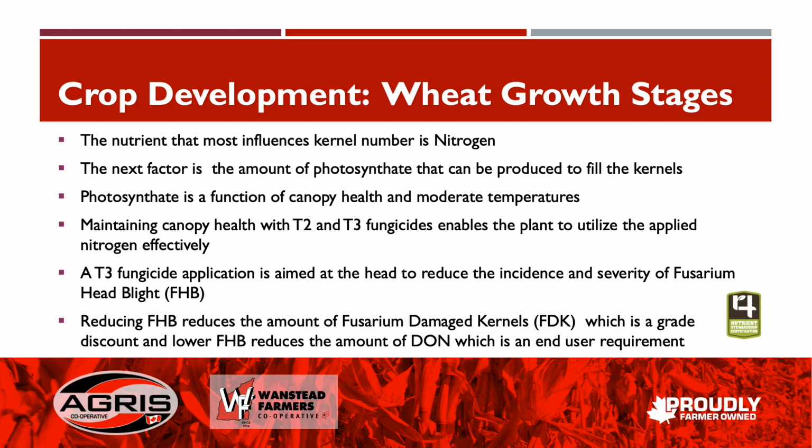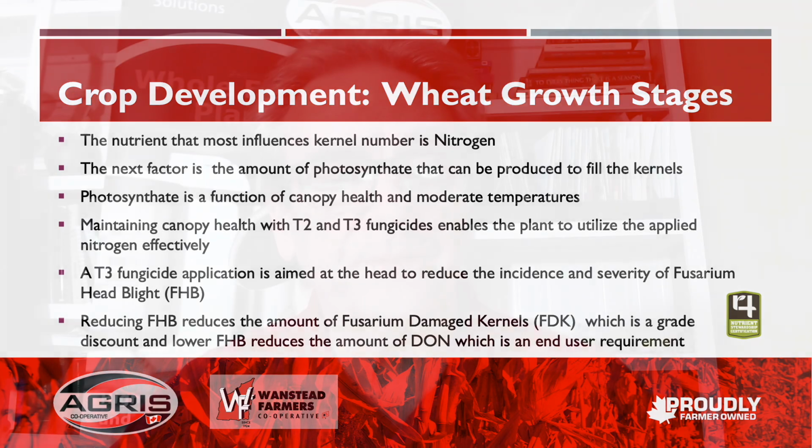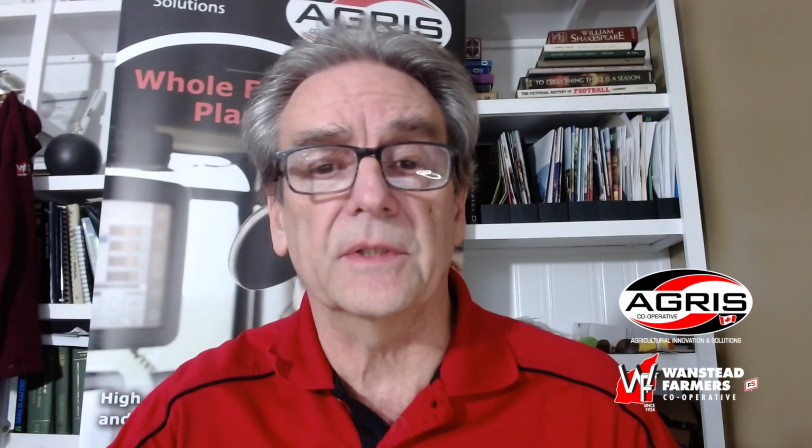Maintaining canopy health with a T2 and T3 fungicide enables the plant to utilize the applied nitrogen effectively, of course, when it's healthy. A T3 fungicide application in particular is aimed at the head to reduce the incidence and severity of fusarium head blight. And reducing fusarium head blight reduces the chance for fusarium damaged kernels and also reduces the chance for high levels of DON mycotoxin that also speaks to whether your crop is marketable or not.